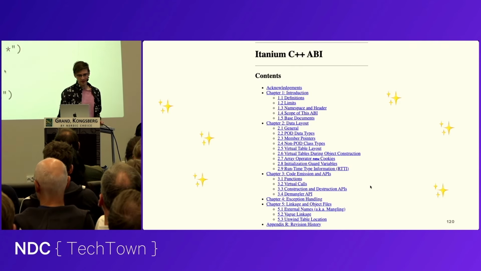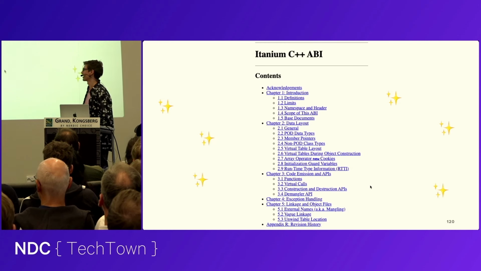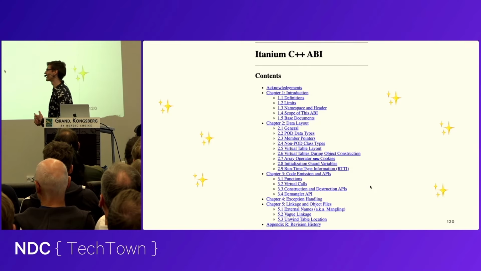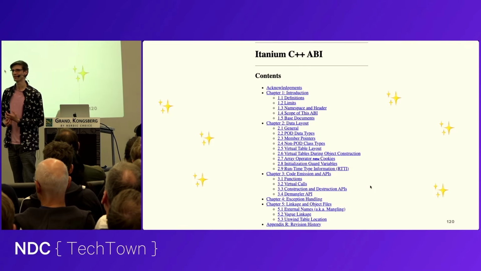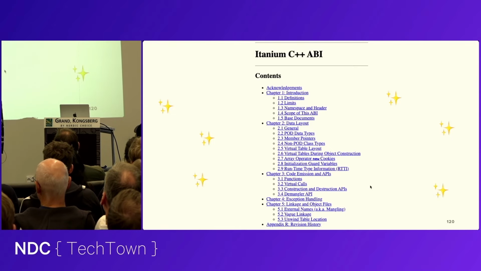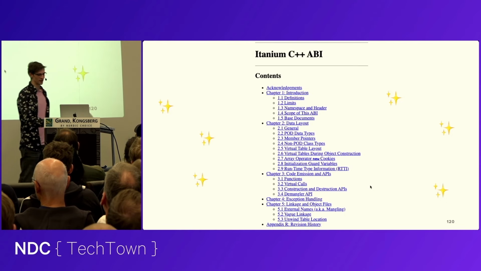How do we know that? Well, because of the Itanium C++ ABI, which is a different document and has nothing to do with the Itanium architecture, or rather it did originally, but now everyone uses it, unless you're MSVC.